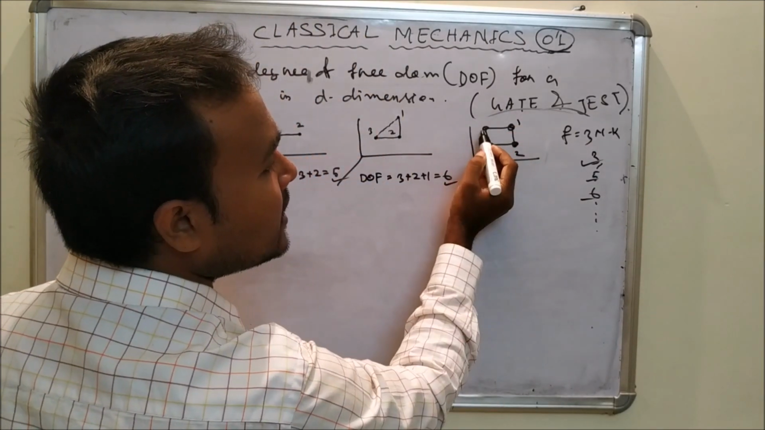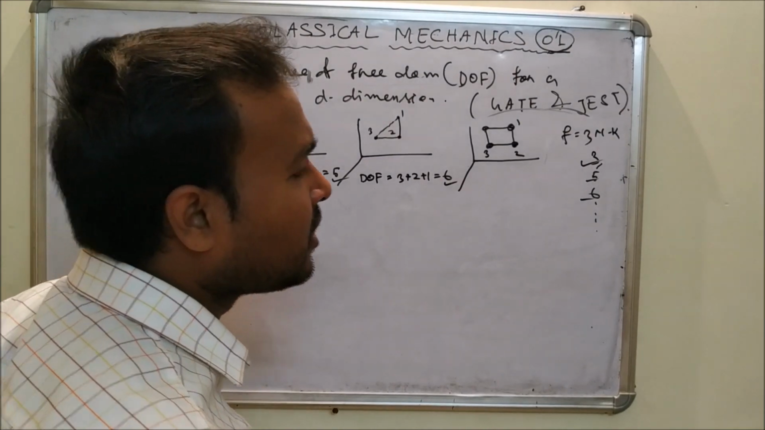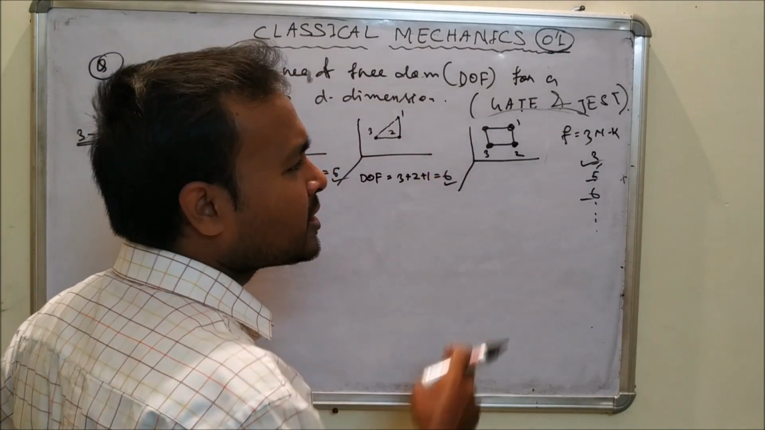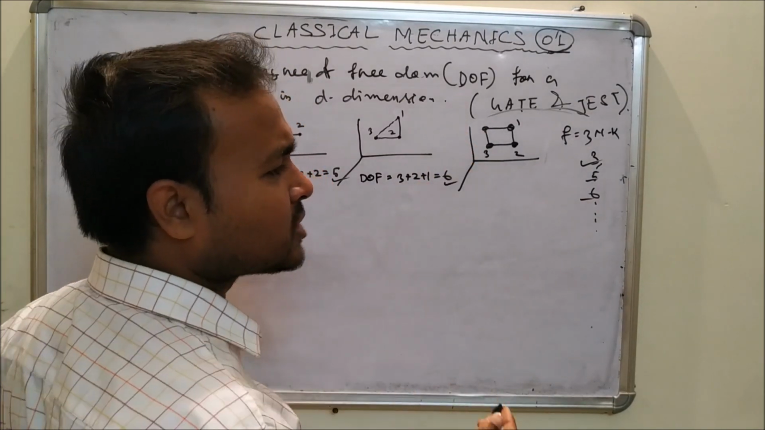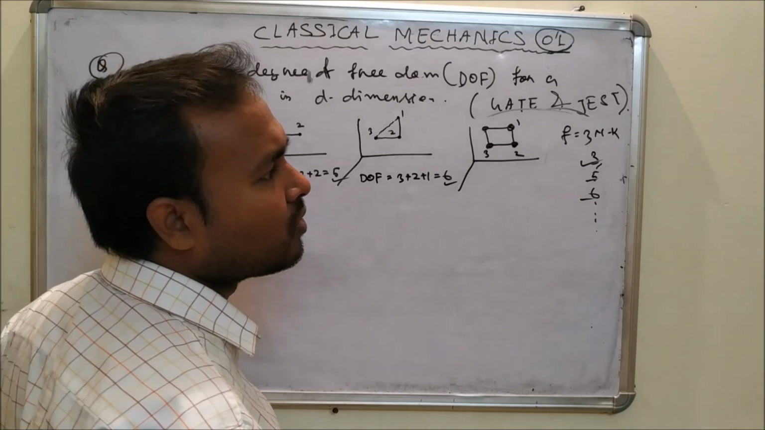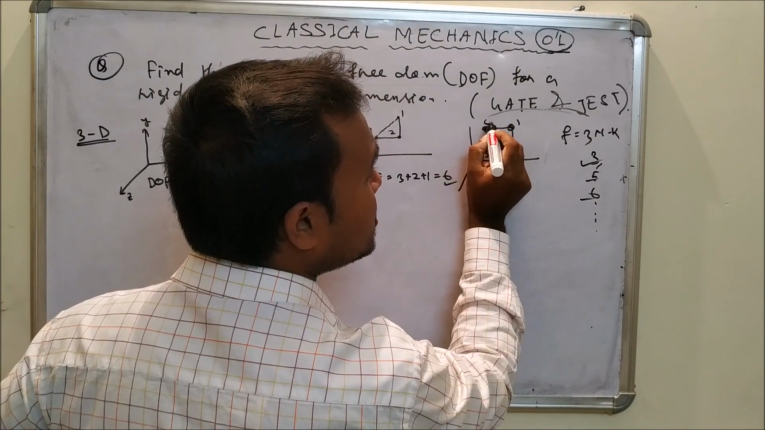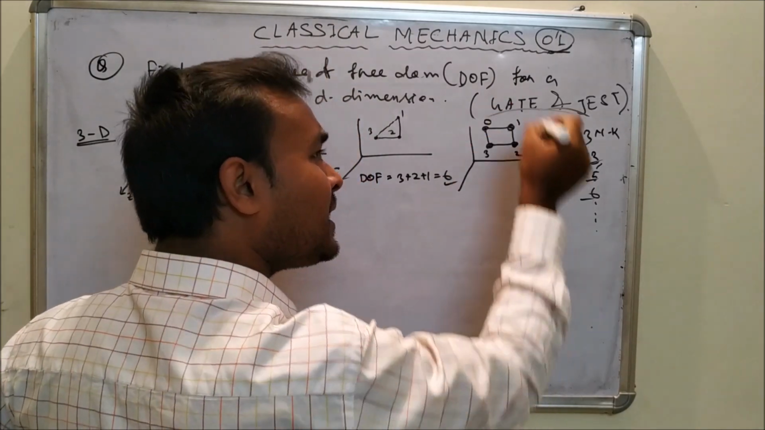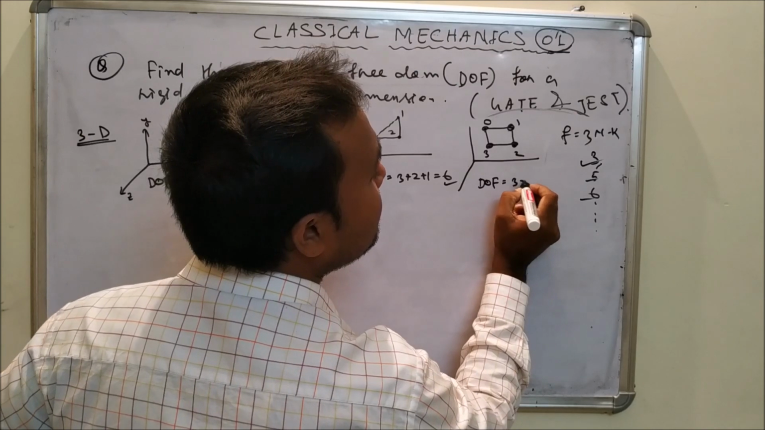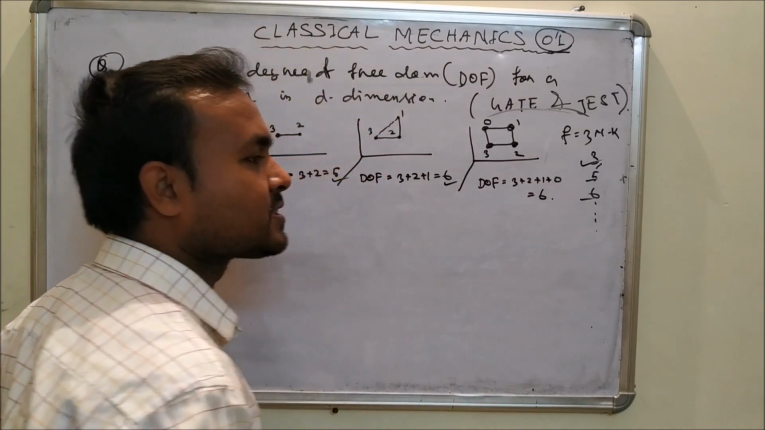Now this fourth particle is restricted along all 3 directions, right? What will be the number of ways of motion? This particle cannot move in any direction. Why? It is restricted; it is attached in all the directions. That is why the degree of freedom contribution of the fourth particle is 0. But what will be the degree of freedom for the system of particles? Your DOF is equal to 3 plus 2 plus 1 plus 0, and again you will get 6.